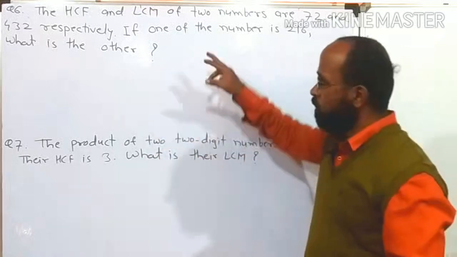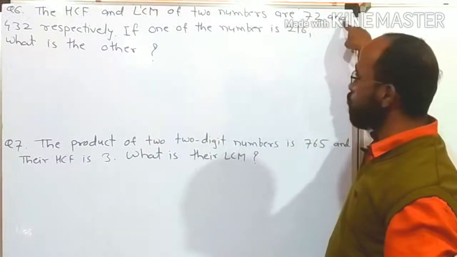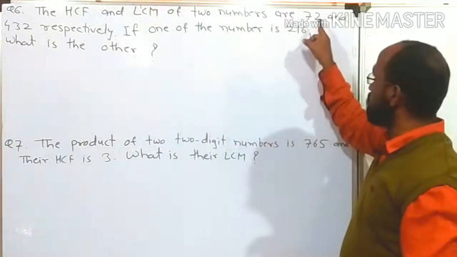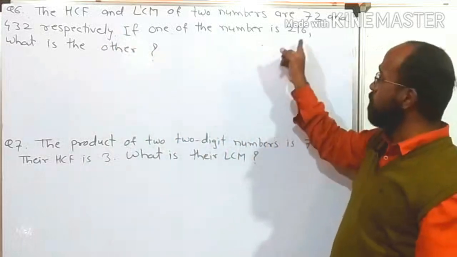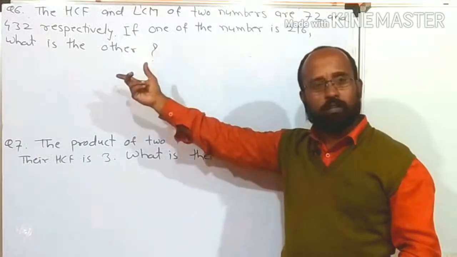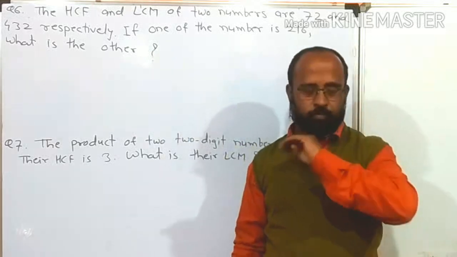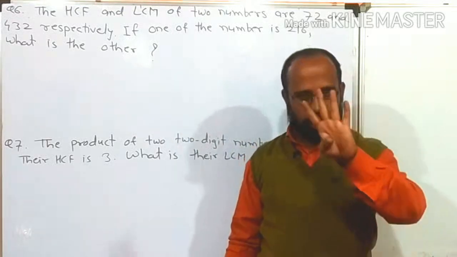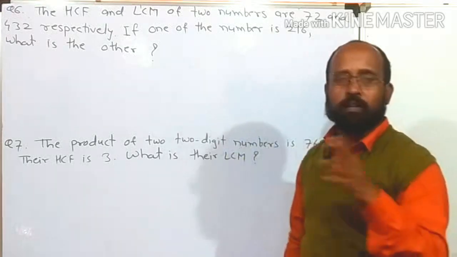So let's go. Question 6. The HCF and LCM of two numbers are 72 and 432 respectively. There are two numbers. Their HCF is 72 and LCM is 432. Clear? If one of the numbers is 216, what is the other? See friends, in this kind of example, four quantities are involved: number 1, number 2, their HCF and their LCM. Among these four quantities, if three are given, finding the fourth one is a very minor task for us.